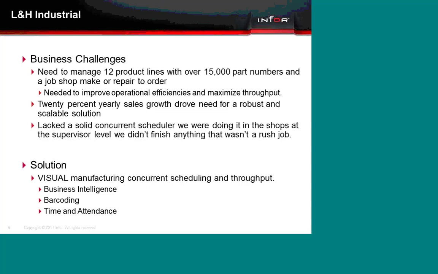We lacked a solid concurrent scheduler to know what we were doing in the shops. Basically, the supervisor level did all the scheduling. So each supervisor had his own plan, and it came down to whoever was yelling the loudest. So as we grew, the only thing that we could get done was rush jobs. Anything that was routine, we had trained our customers that if it's a routine job, don't take it to L&H, they'll never get it done. We were able to overcome that with good scheduling.